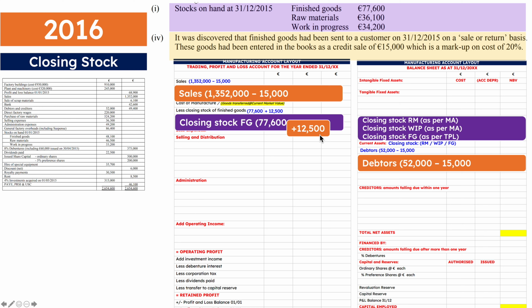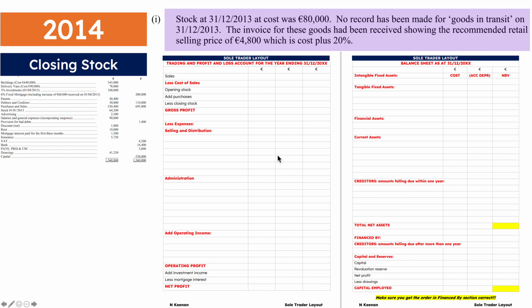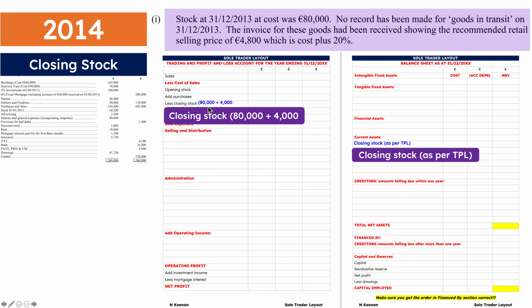2014, one adjustment, but there's a goods in transit put into our closing stock here. So stock at 31st the 12th, 2013 at cost was 80,000 euro. No record has been made for goods in transit on the 31st the 12th, 2013. The invoice for these goods had been received showing the recommended retail selling price of 4,800, which is cost plus 20%. Okay, so we have here closing stock 80,000 plus 4,000, okay, and then closing stock current assets there as well.